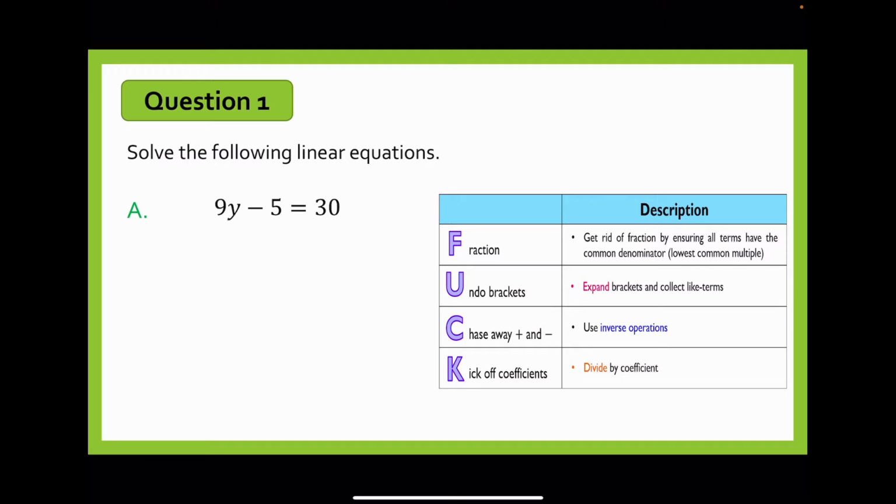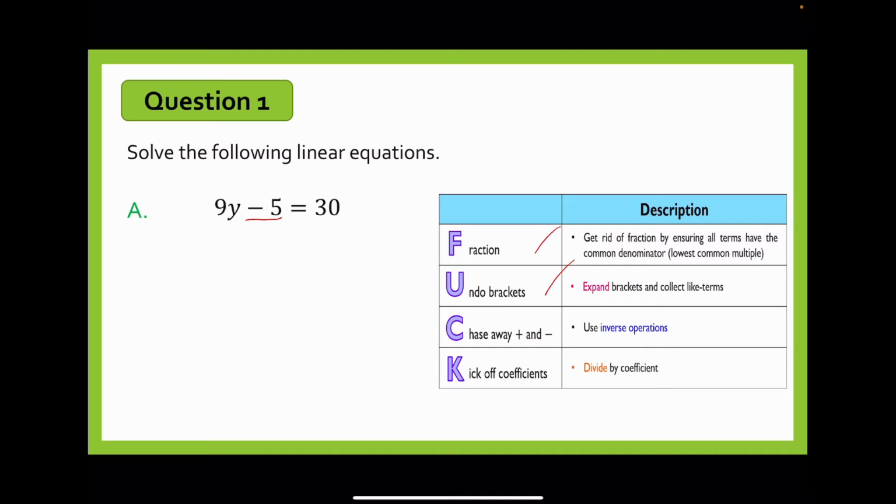We don't have any fractions, so we don't have to worry about that step. We don't have any brackets, so we can ignore that step. Step number 3 says you want to chase away any pluses and take away signs, and we do that by using inverse operations. Notice that you've got a minus 5 next to the letter. So what we want to do is move that away to the other side of the equation, and in doing so we're going to use inverse.